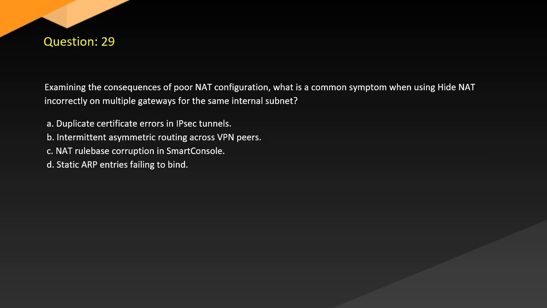Question 29. Examining the consequences of poor NAT configuration, what is the common symptom when using hide NAT incorrectly on multiple gateways for the same internal subnet? A. Duplicate certificate errors in IPsec tunnels. B. Intermittent asymmetric routing across VPN peers. C. NAT rule-based corruption in SmartConsole. D. Static ARP entries failing to bind.